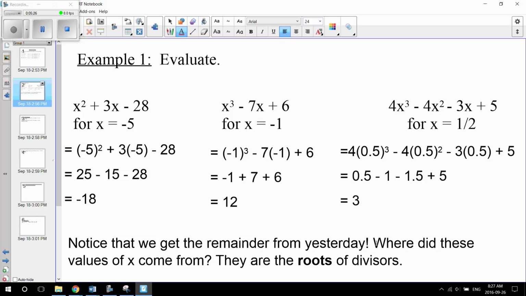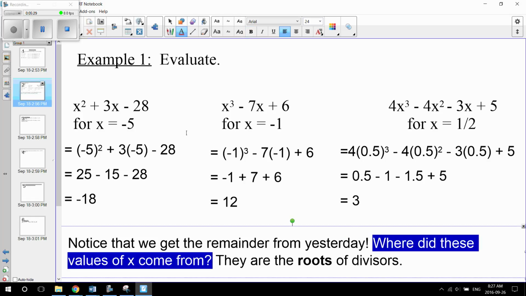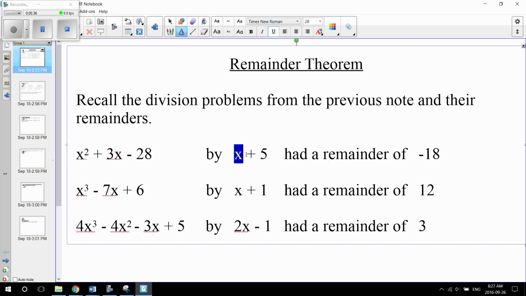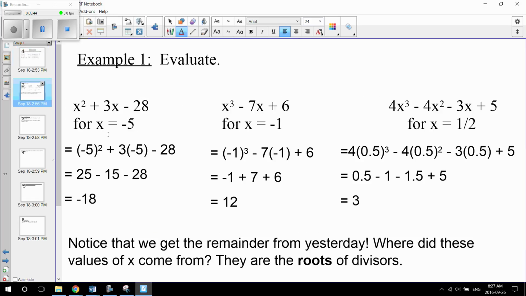But one thing I want to also make note of is, where do these values of x come from? So we plugged in a negative 5. Why did we plug in a negative 5? When we look back at our factor that we divided by, in the first one, we divided by x plus 5. But remember from yesterday, we looked at the k value when we were doing synthetic division. So it's the same idea. Because it was x plus 5, we want to plug in x equals negative 5.